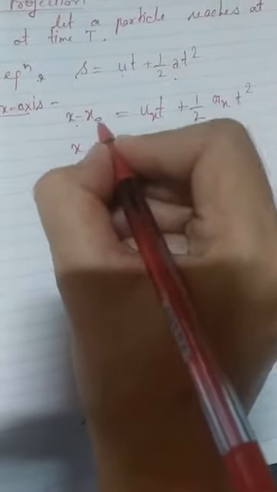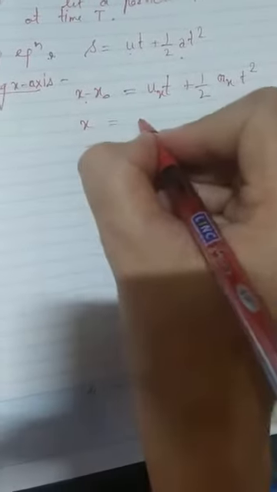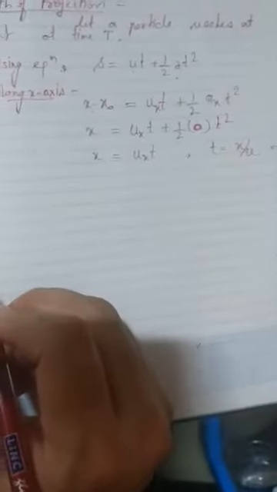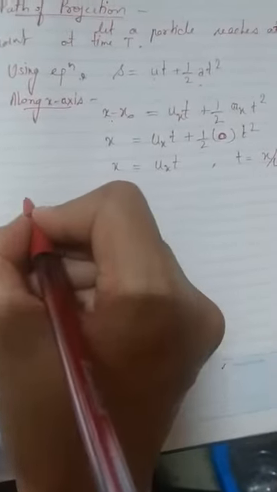So from here we can write x equal to initial 0, then uxt, and this component will be equal to 0 because along x-axis acceleration will be 0. So from here x we can write uxt. Here t equal to x by u we can write. This one is the first equation. Clear now? Second, now along y-axis.